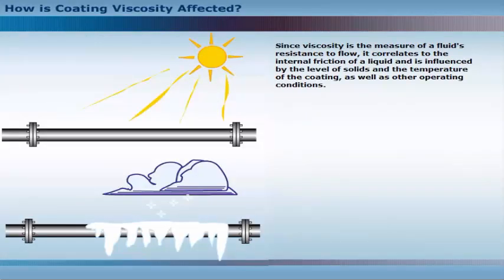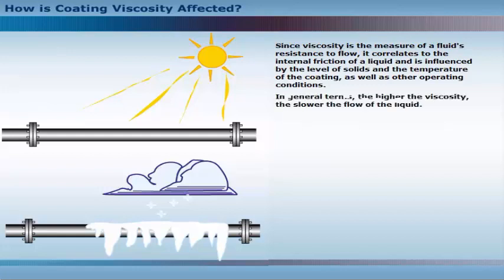Since viscosity is the measure of a fluid's resistance to flow, it correlates to the internal friction of a liquid and is influenced by the level of solids and the temperature of the coating, as well as other operating conditions. In general terms, the higher the viscosity, the slower the flow of the liquid.